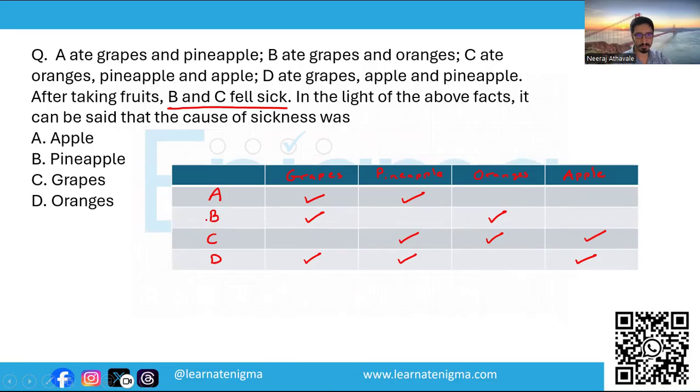So for B and C, the common fruit is only orange. Okay. And therefore the culprit here is orange. The answer is option D.